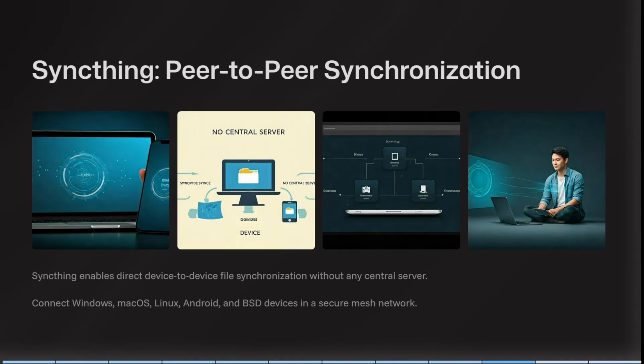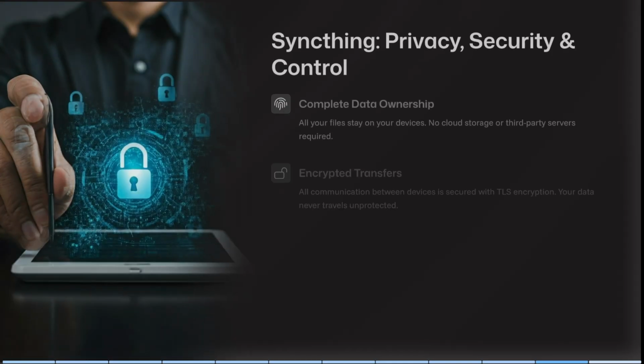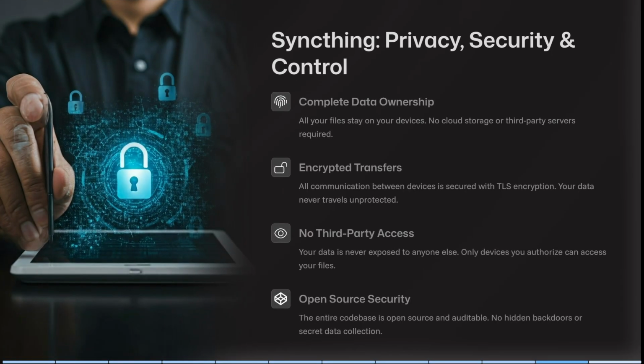Let's have a look at Syncthing. So Syncthing is a peer-to-peer synchronization platform. It enables direct device-to-device file synchronization without any central server. It connects with Windows, Mac, Linux, Android, and BSD devices in a secure mesh network. You also have complete data ownership, so all of your files stay on your device.